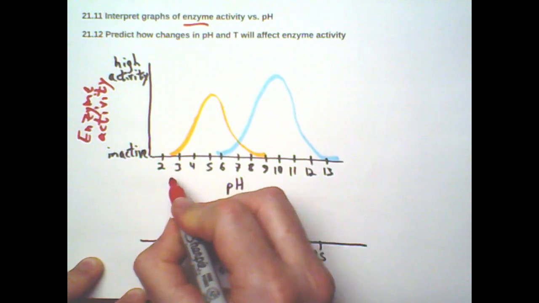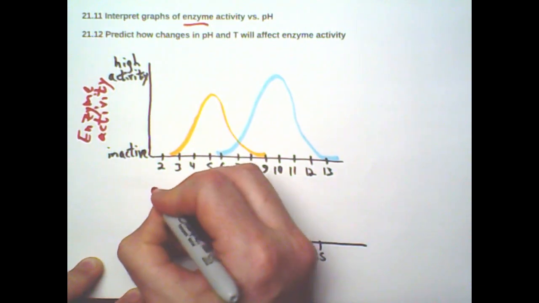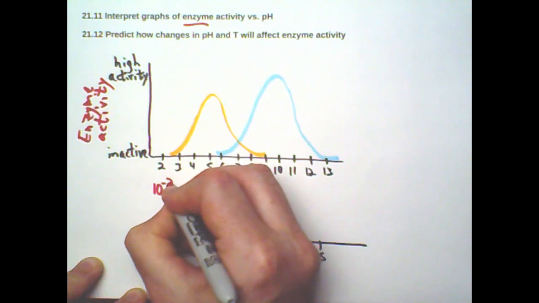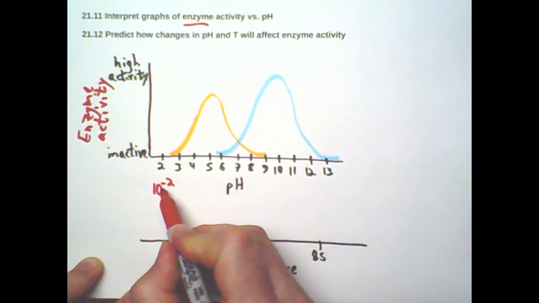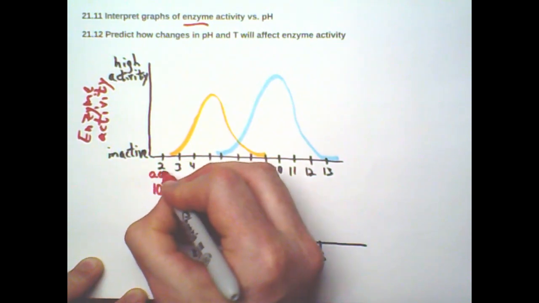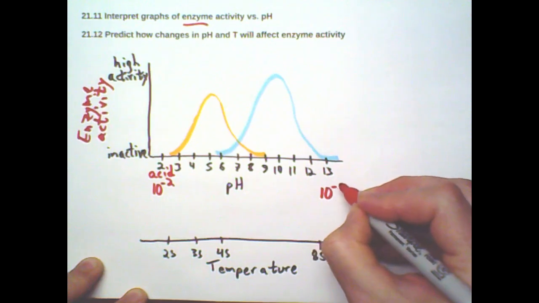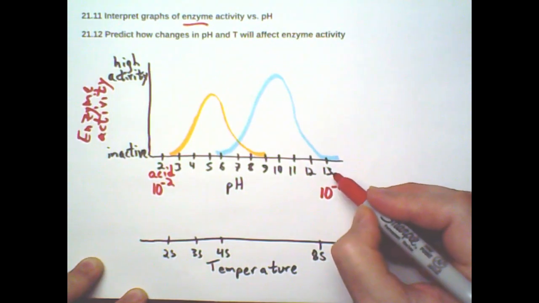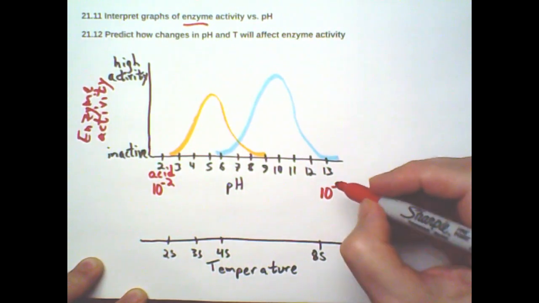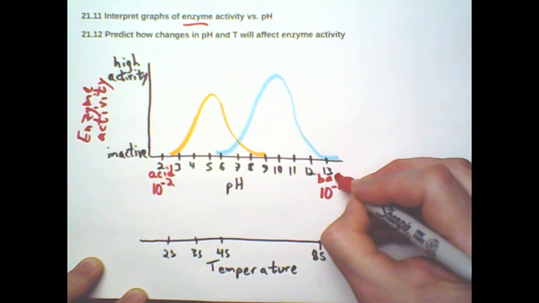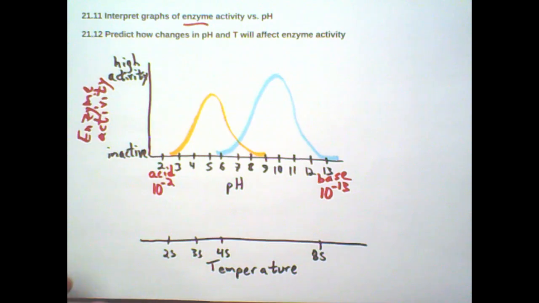Remember the pH scale. Low numbers represent bigger numbers, so there's more acid. High numbers represent smaller concentrations of acid, so it's a base.